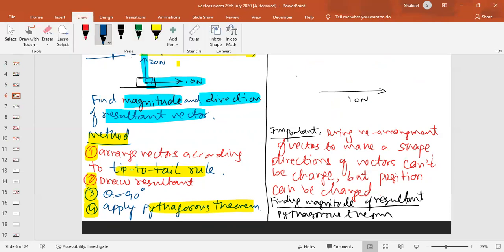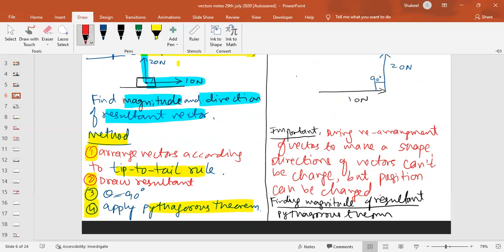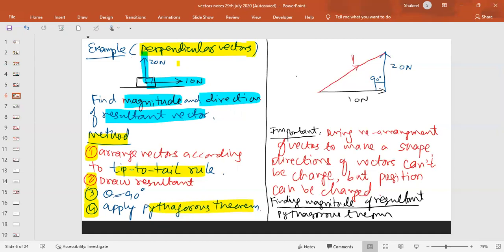Then you have to draw the second vector such that its tail is coinciding with the head of the first. And this is like 20 Newton and the angle is 90 degrees over there. Okay. Now what you have to do is draw the resultant. So this is the resultant and this is the angle.